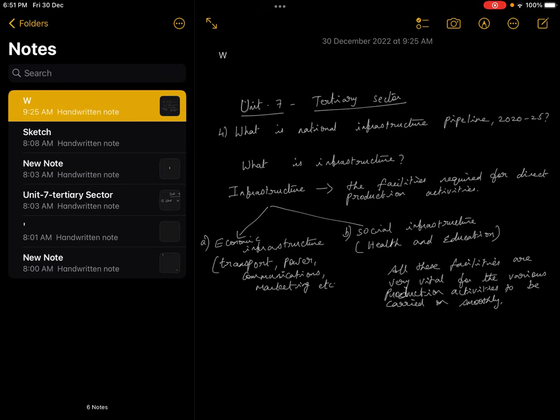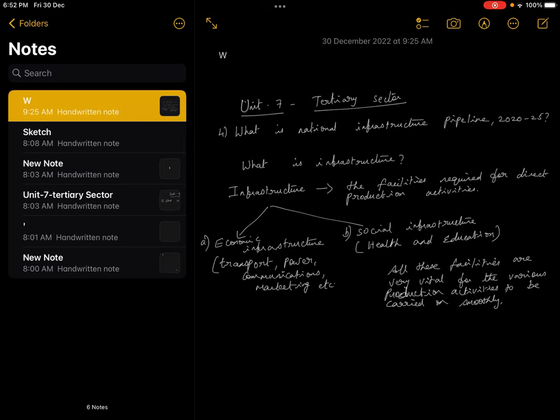The infrastructure can be classified into two types. One is the economic infrastructure, that is transport, communication, irrigation, power, marketing, storage, real estate, banking and finance, insurance, hotels, trade, tourism, all those things come under the category of economic infrastructure. Another one is the social infrastructure, which comprises health and education. All these facilities are directly essential for the development of both the primary sector as well as the secondary sector.